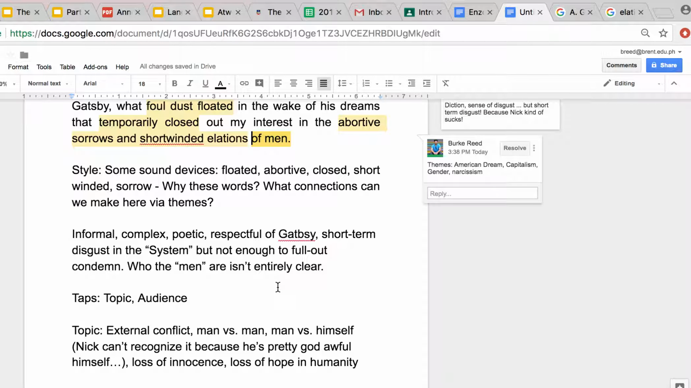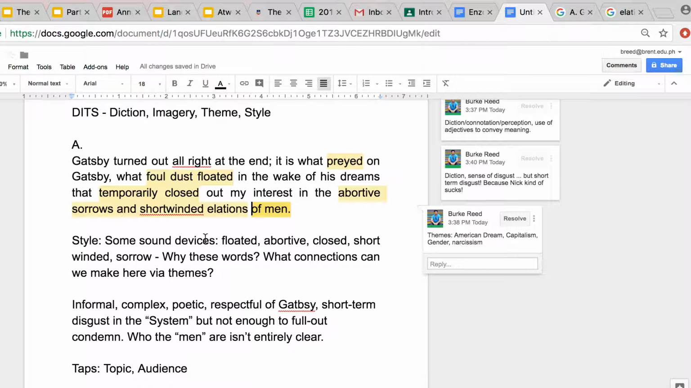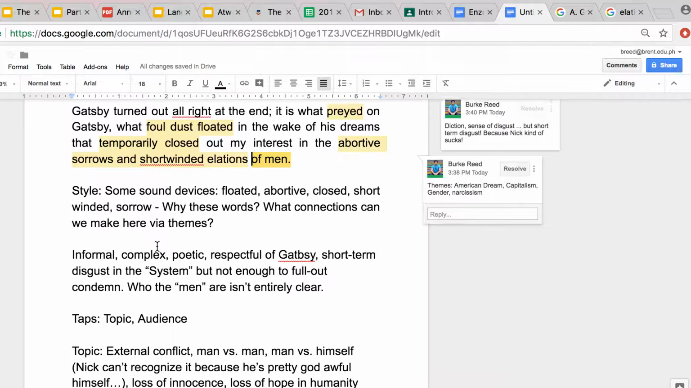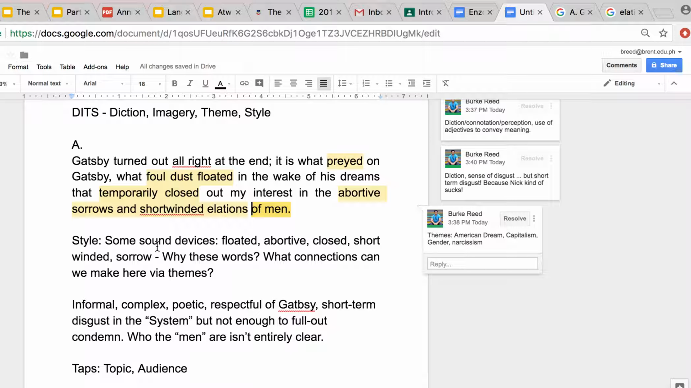So then we go to, I'm looking at examples of style. So we're actually still on DITS. I looked at some sound devices. We have floated, abortive, closed, short-winded, and sorrow. And I pose these questions to you. Why do you think that these words are being used, and how can we connect these to examples of themes within the actual story itself? If you look at those choices of words, and you look at my examples of themes, can you make connections to those? Going down, we have style as well.